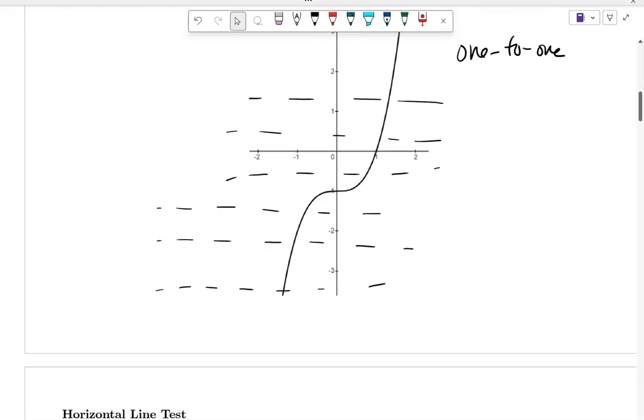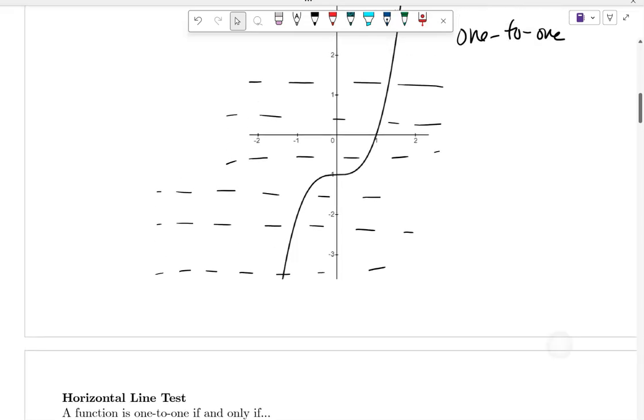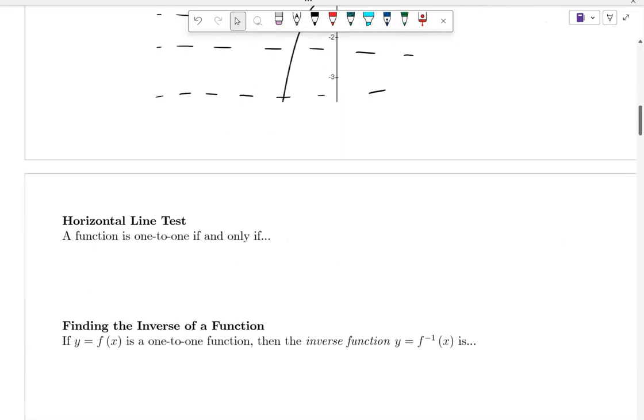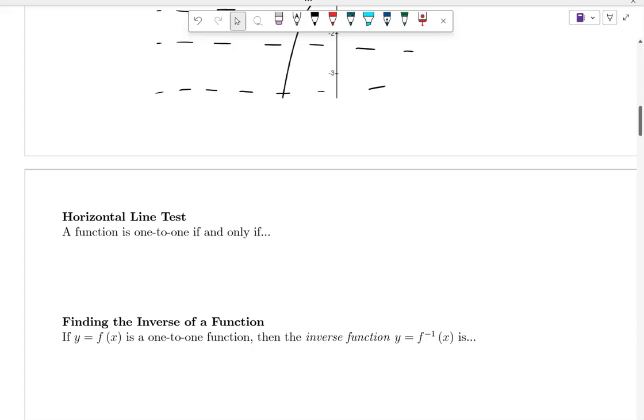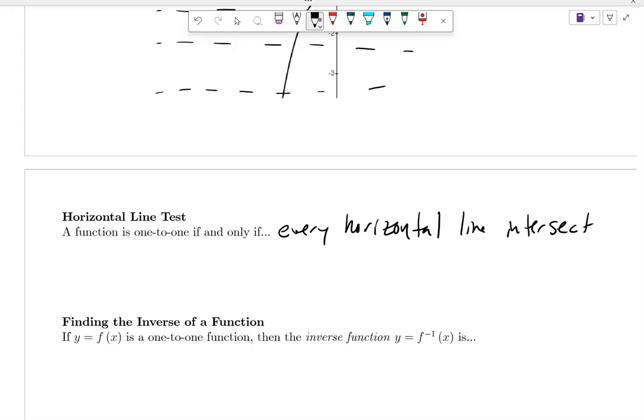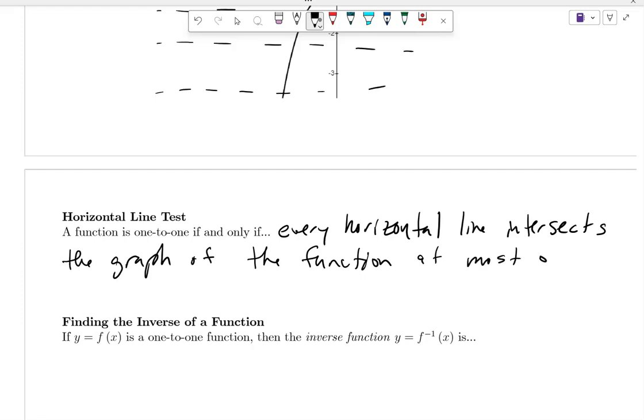All right. So this is exactly what we refer to as the horizontal line test. So a function is 1 to 1 if and only if every horizontal line intersects the graph of the function at most one time.